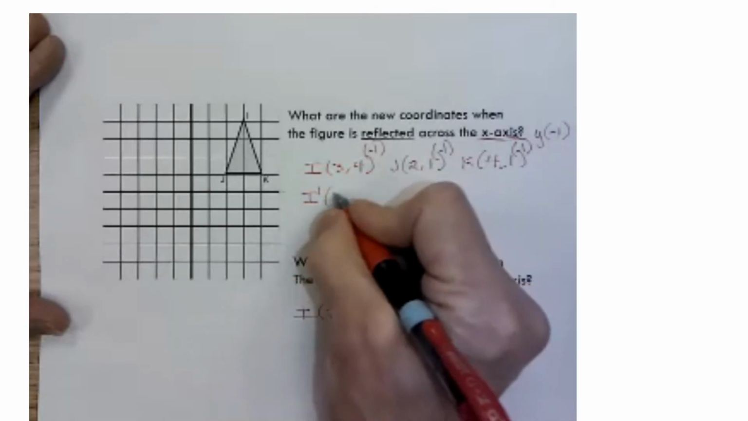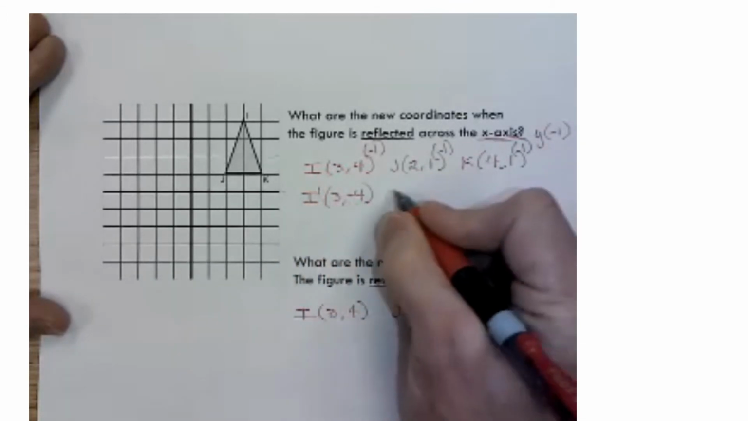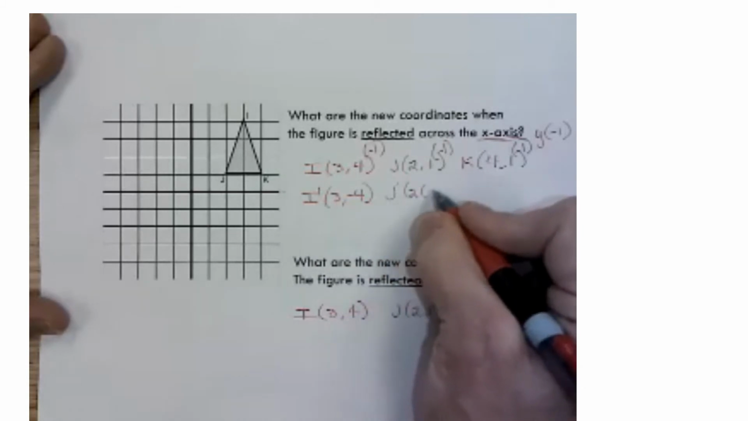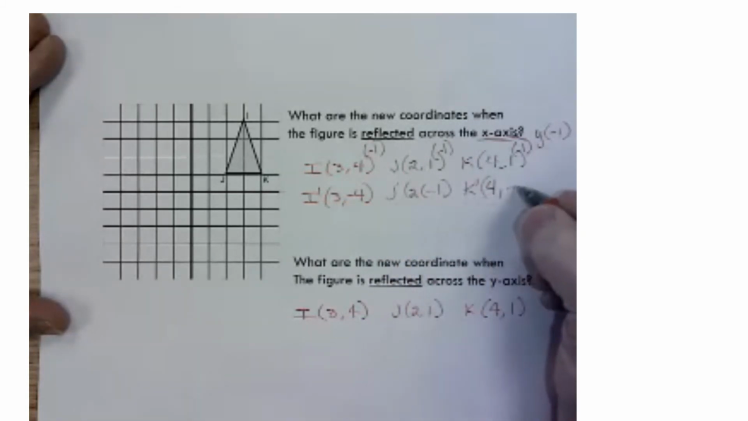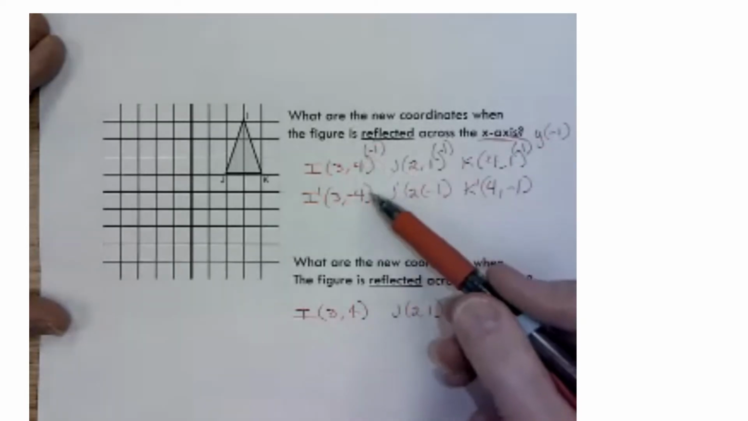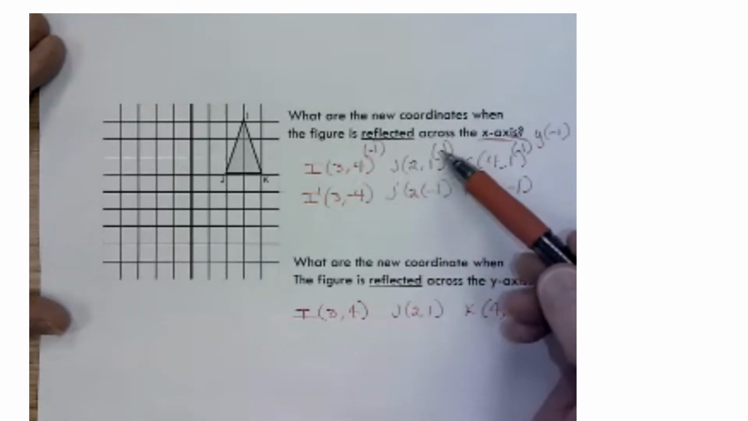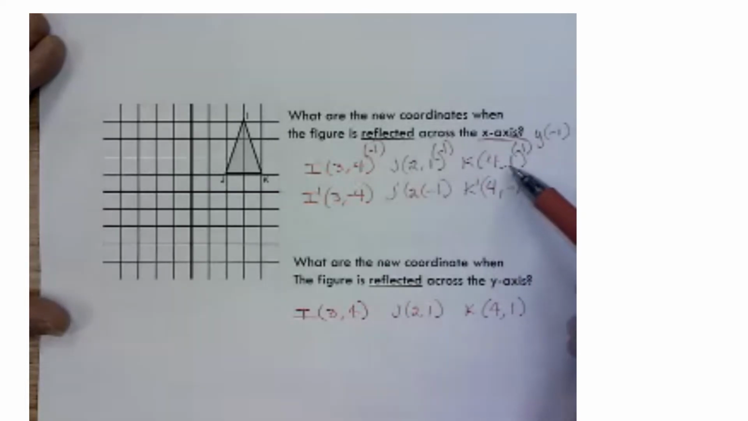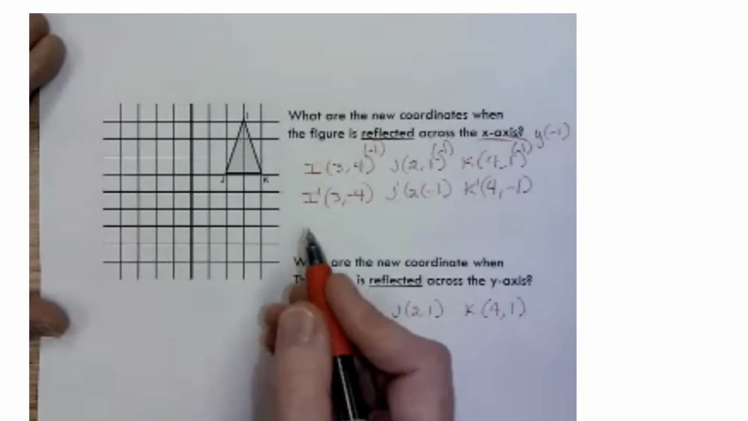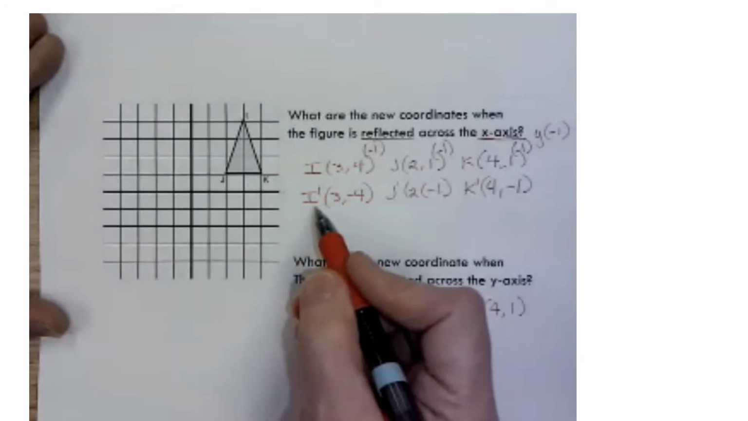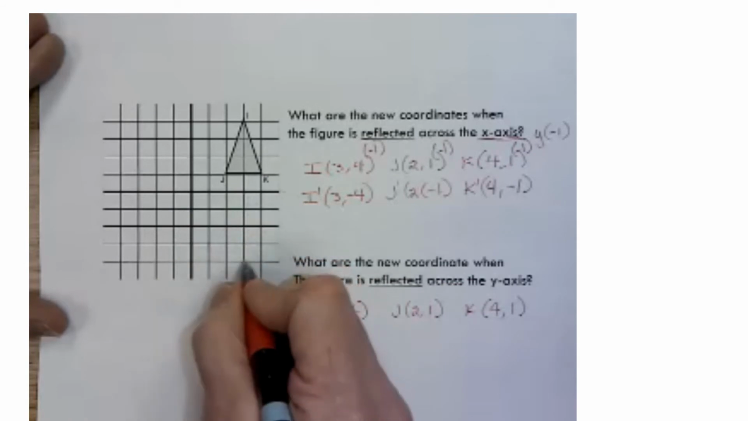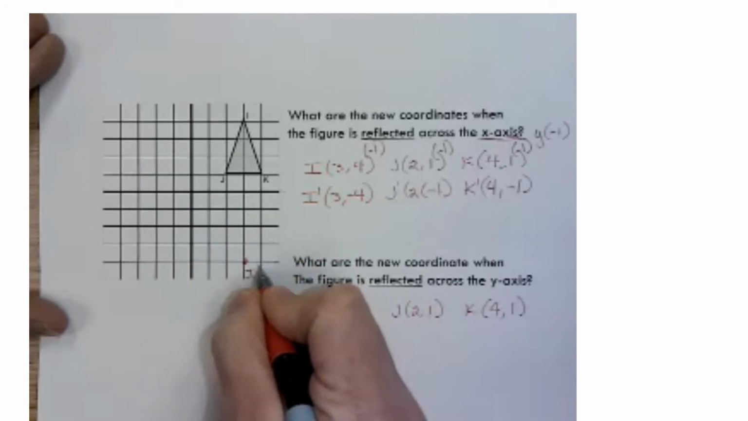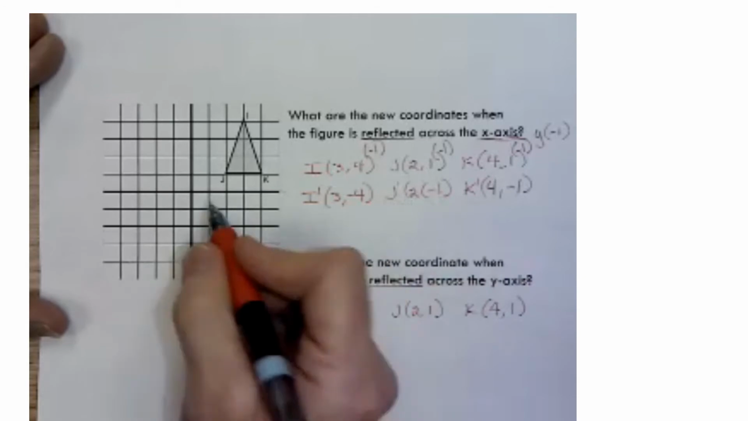So I1 is going to be (3, -4). J1 is going to be (2, -1). And K1 is going to be (4, -1). 4 times -1 is -4. 1 times -1, -1. And 1 times -1 is -1. So let's go ahead and graph these new points. So our I is at (3, -4). So we have (3, -4). And our new J is at (2, -1).